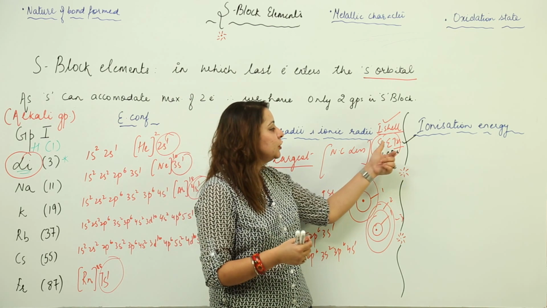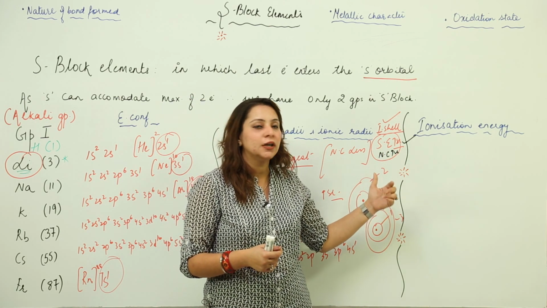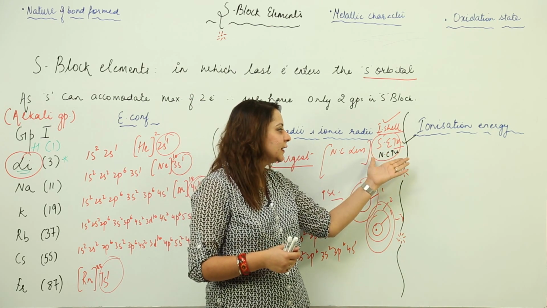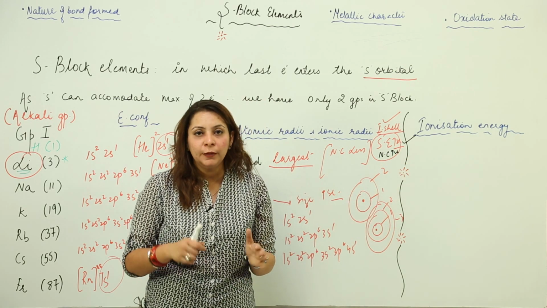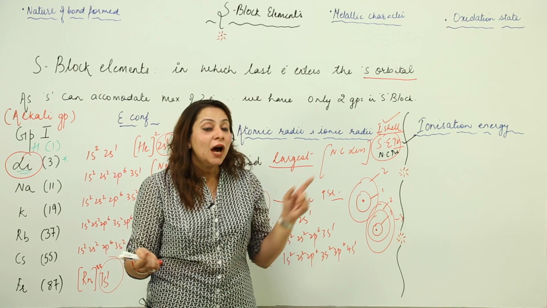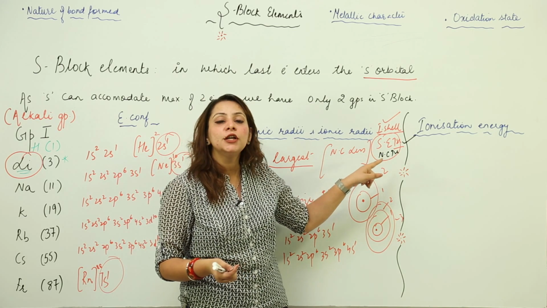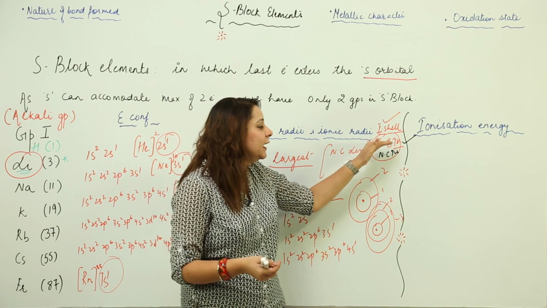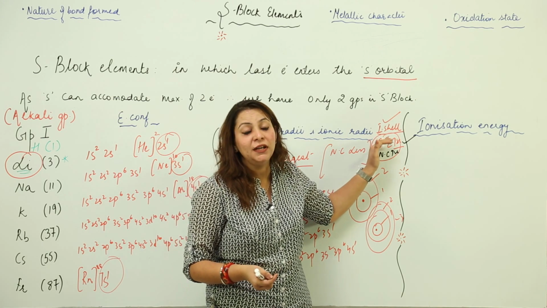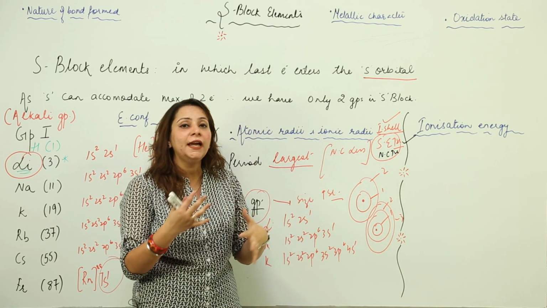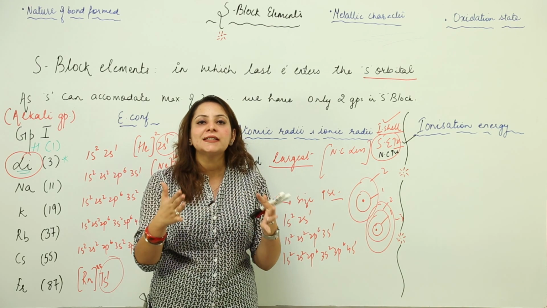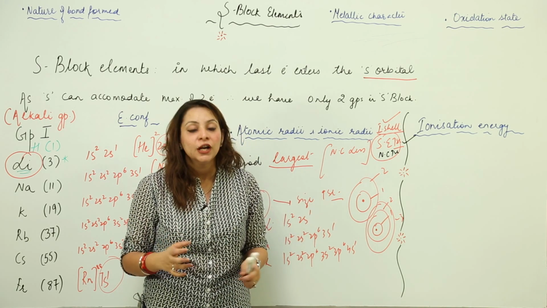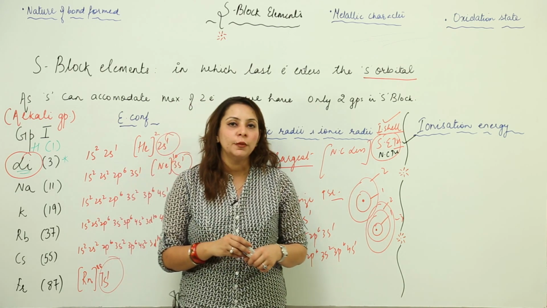Actually, out of the increase in the shielding effect and the increase in the nuclear charge, the effect which is more pronounced will decide the effect on the size, right? So out of the shielding effect and the nuclear charge, the shielding effect has the pronounced effect. That means it just overtakes the nuclear charge, and that is why when we move down the group, size is constantly increasing, right?